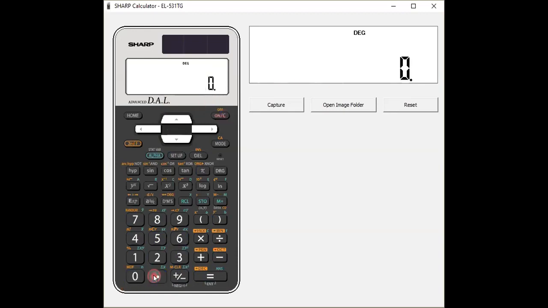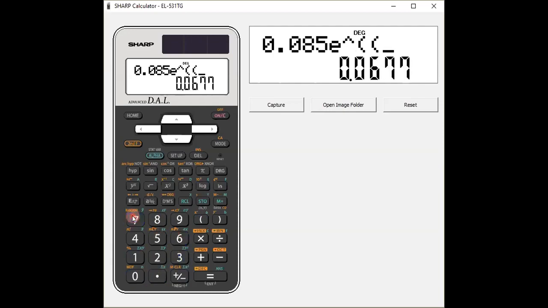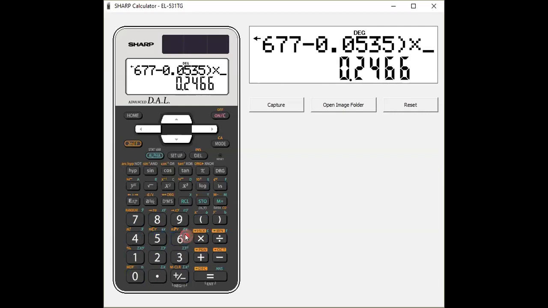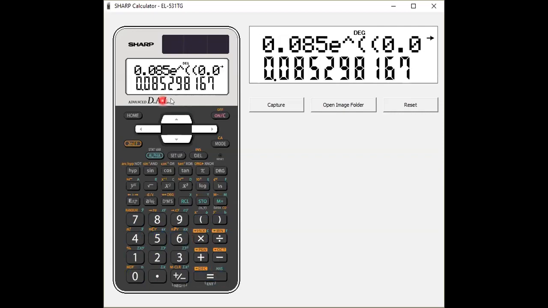It's 0.085, then second function exponential, open bracket, and then open bracket, 0.0677 minus 0.0535, close bracket, multiplied by 0.2466, close bracket. Yeah, this is the right answer. I think I pressed something incorrectly before.